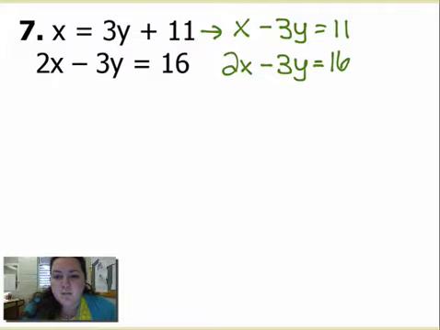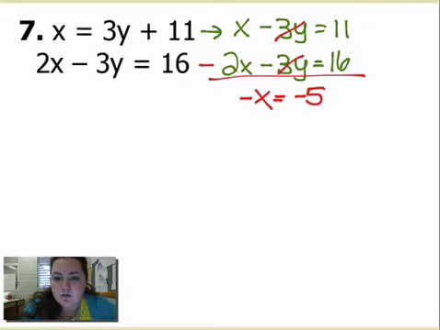On both equations, I have a minus 3y, so I'm going to subtract. They're the same sign, I subtract. They're going to cancel the y's. So I have x minus 2x gives me negative x, and 11 minus 16 gives me negative 5. Change the sign of both, I get x equals 5.